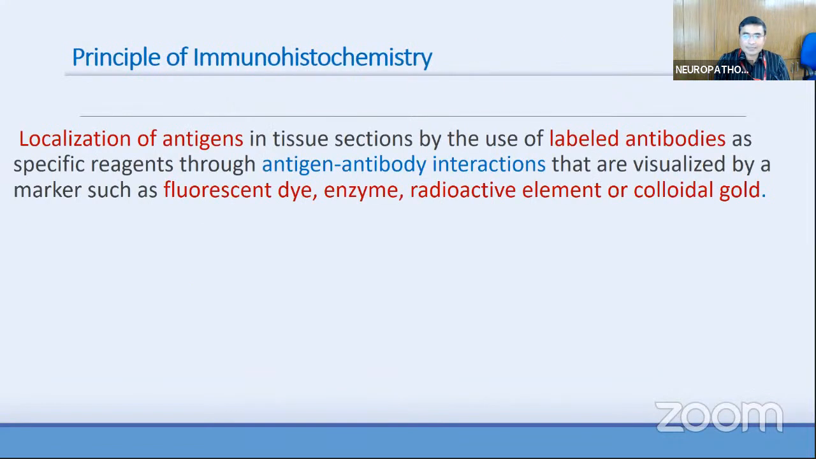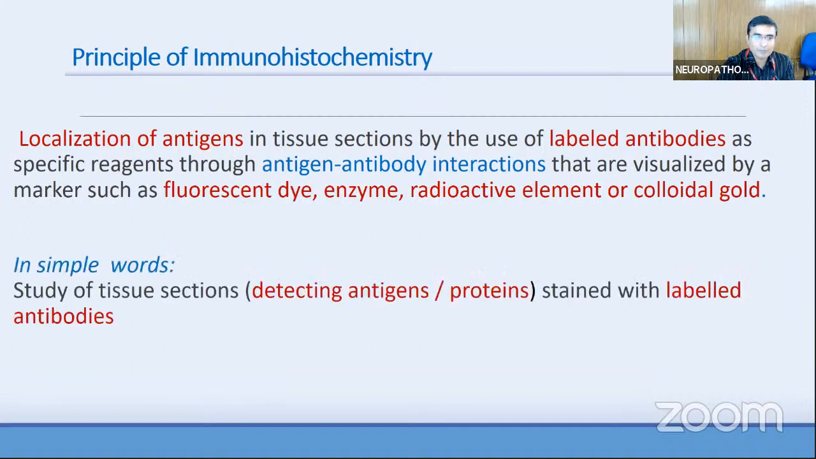And the principle is like this: localization of antigens in tissue sections, that is histo, by use of labeled antibodies as specific reagents through antigen antibody reactions that are visualized by a marker. That chemical reaction will happen if you use a fluorescent dye to recognize, or an enzyme, or a radioactive element, or a colloidal gold. So in simple words, study of tissue sections, that is detecting antigens or proteins stained with labeled antibodies, is the simple definition or principle of immunohistochemistry.